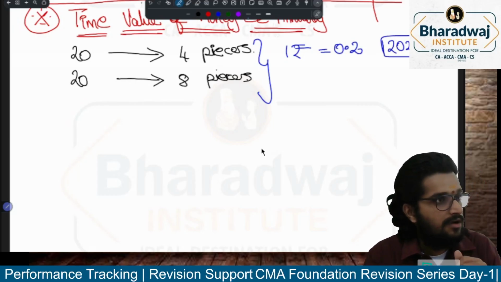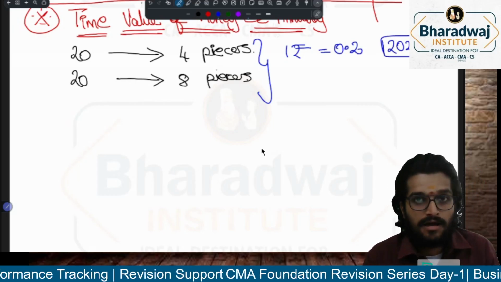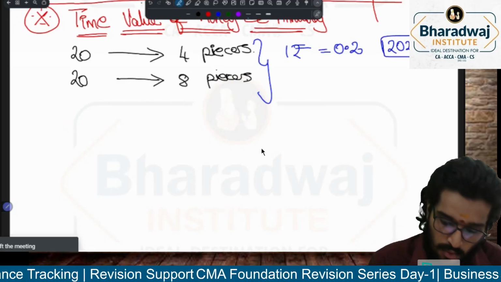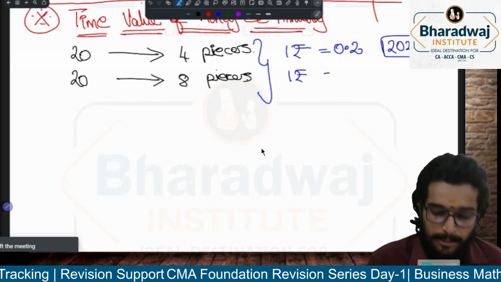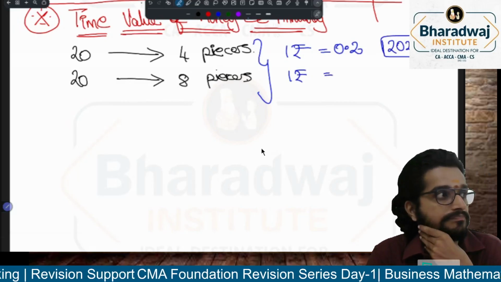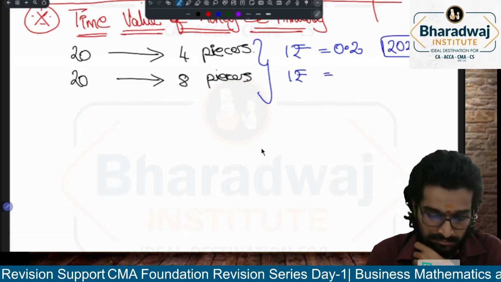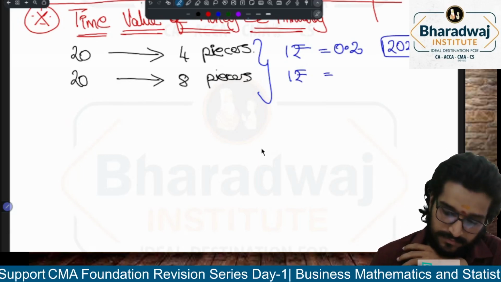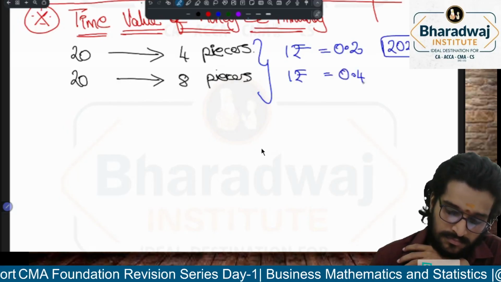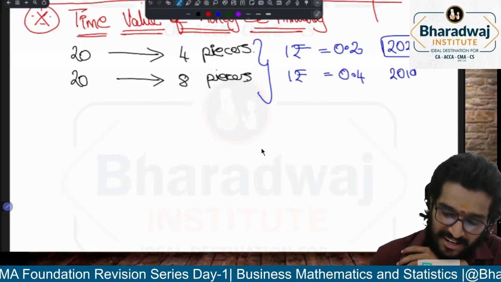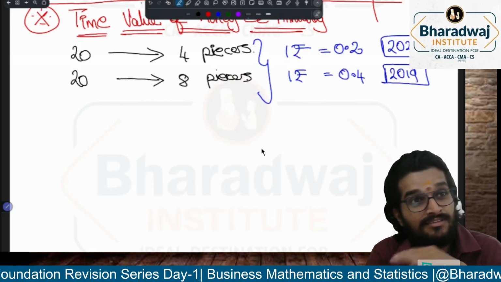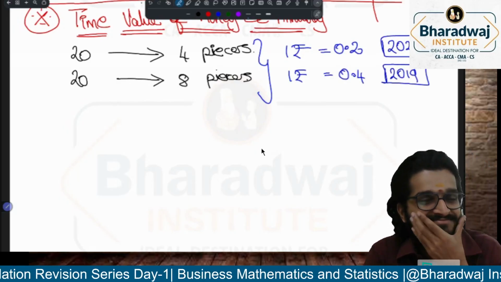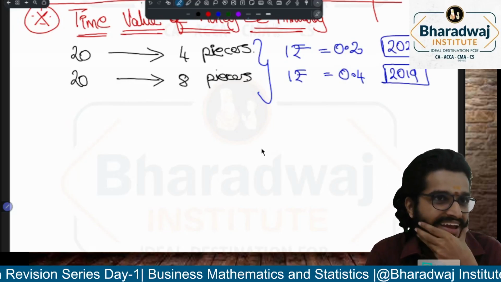Similarly, 6 years back, for 1 rupee, how many could I get? 8 divided by 20, that is 0.4. This is 2019.